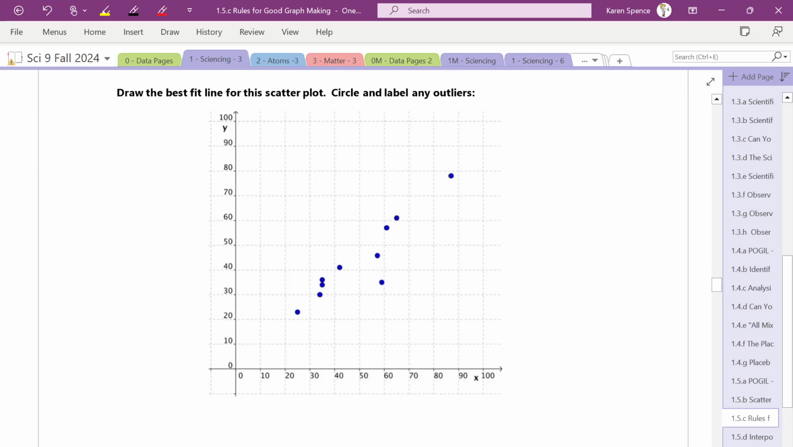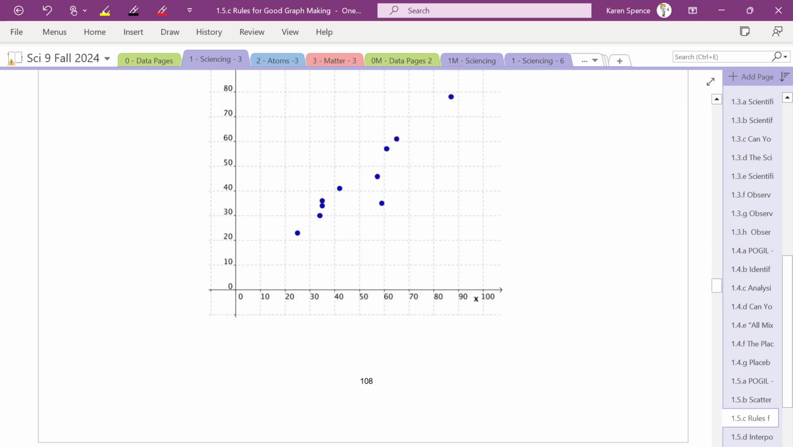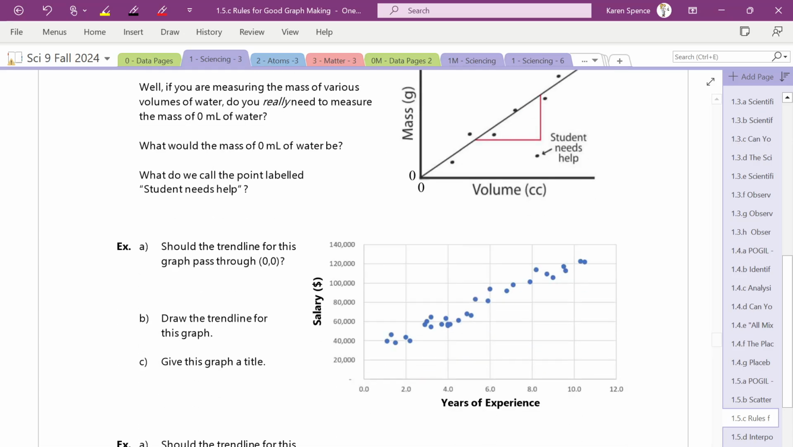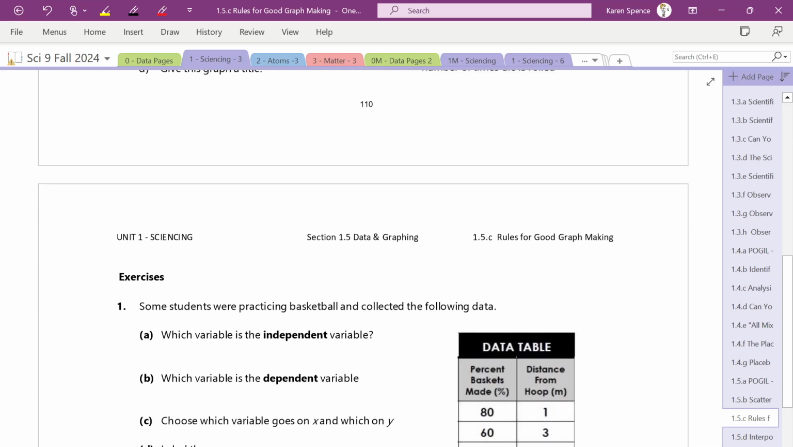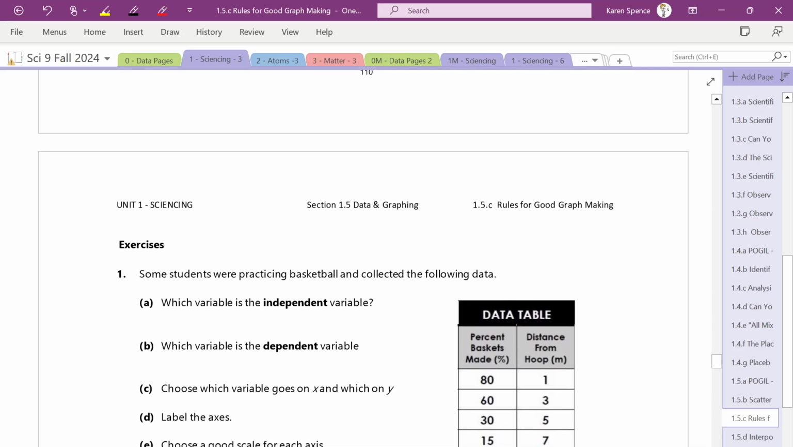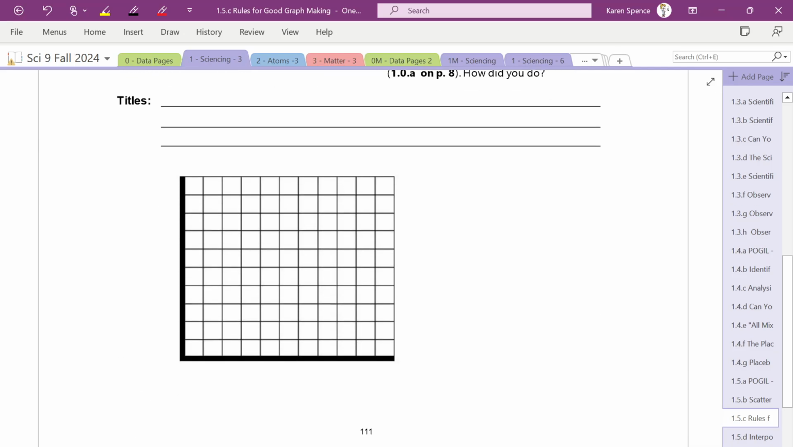Okay. I would like you to draw. Actually, we have no time left, so I'm just going to give you the homework. I would like you to do page 111.